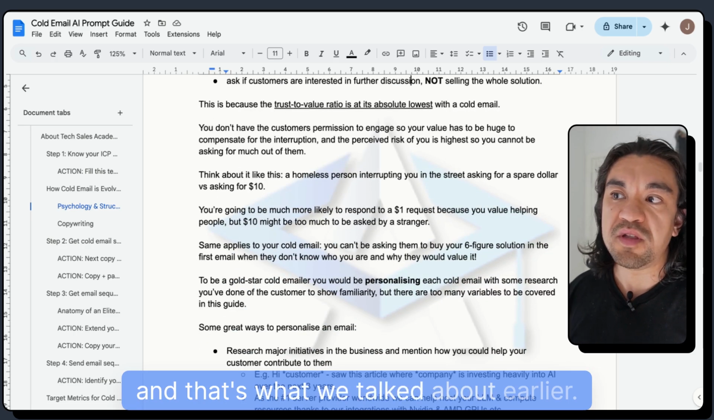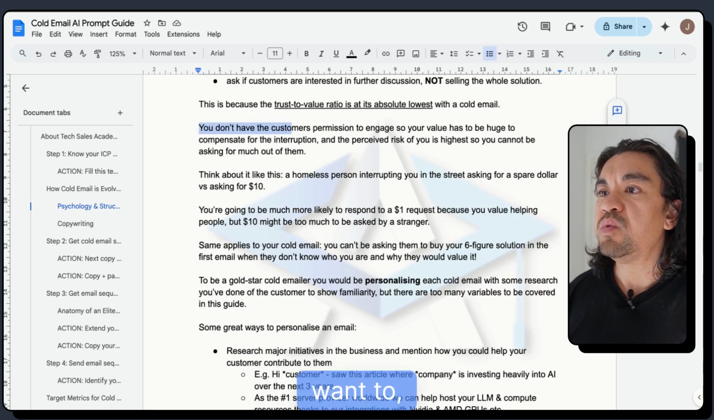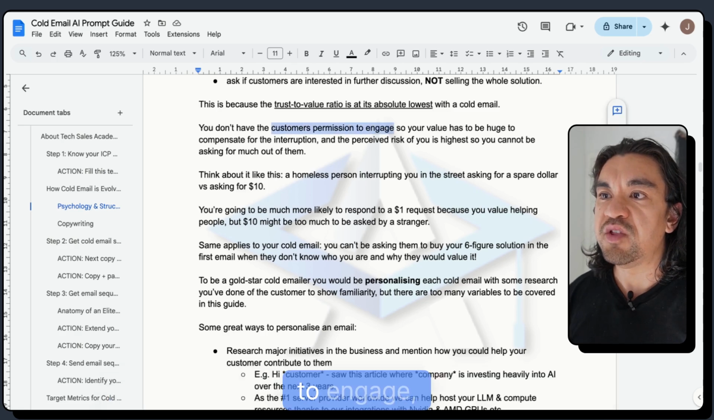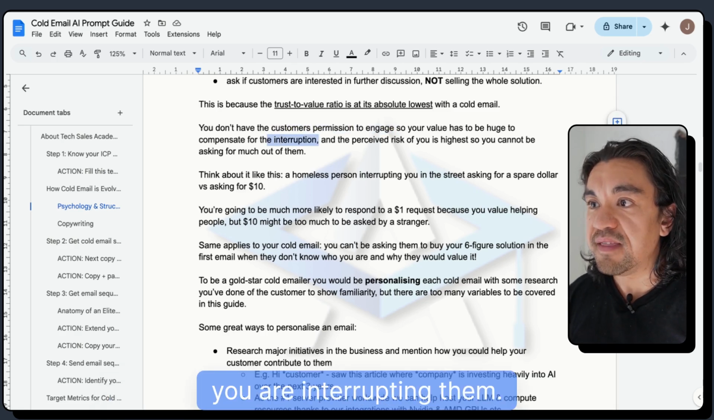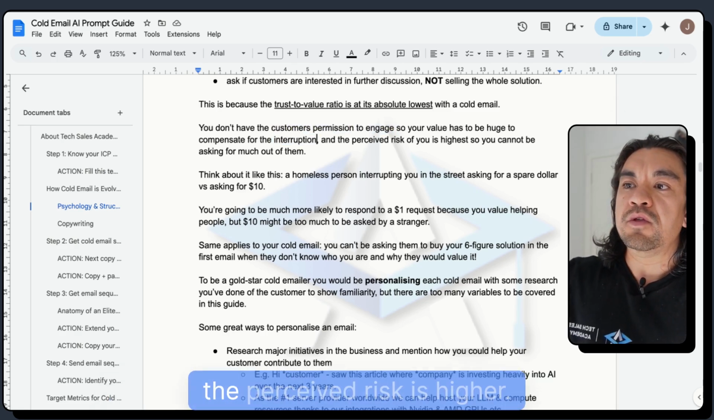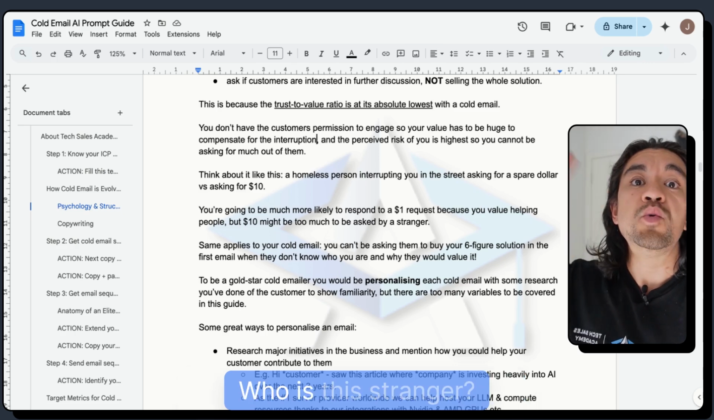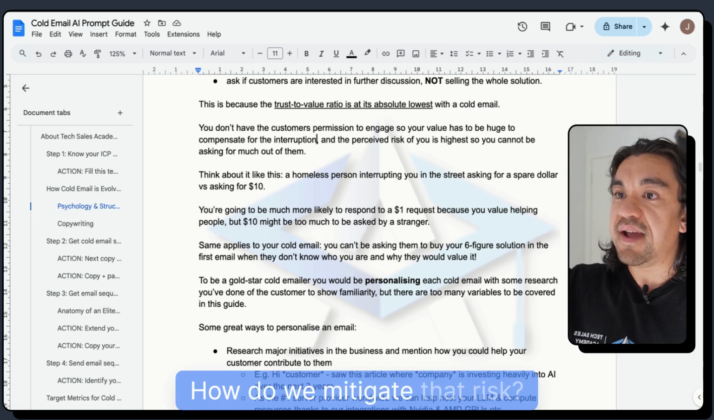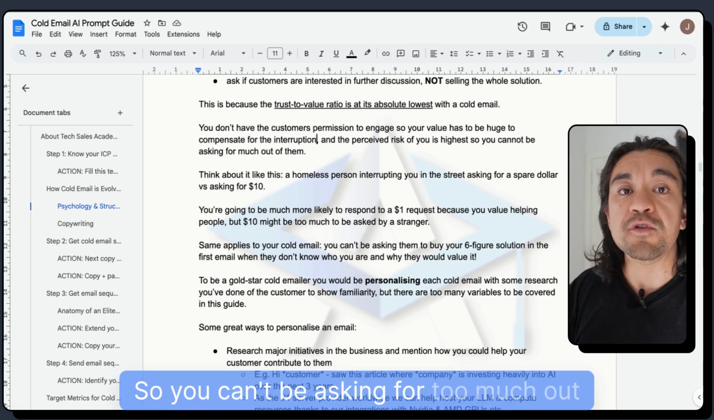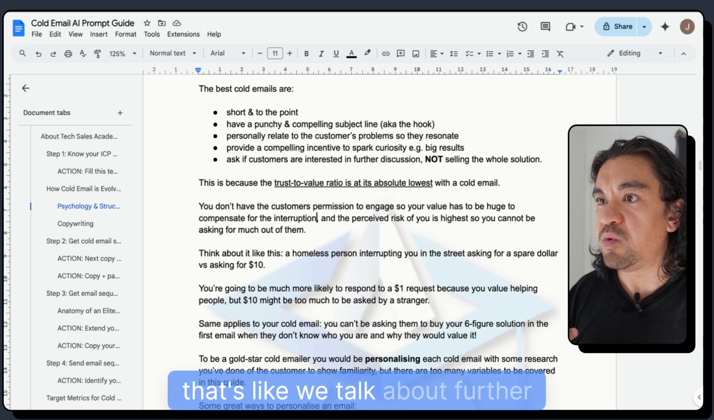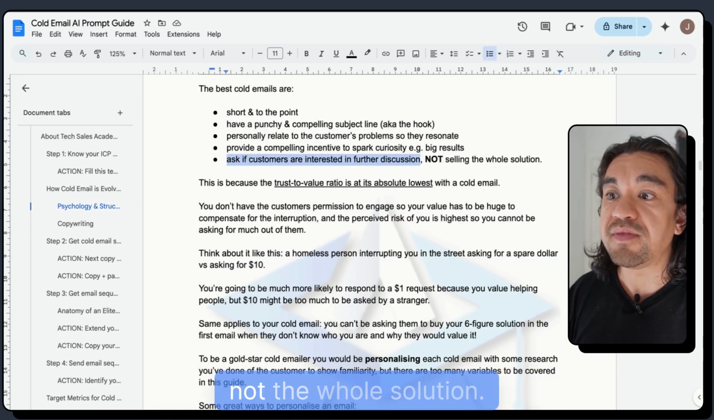And that's like we talked about earlier, you don't have the customer's permission to engage. You are interrupting them. So the perceived risk is higher. Who is this stranger? How do we mitigate that risk? So you can't be asking for too much out of them. Okay, that's like we talk about further discussion, the next step, not the whole solution.